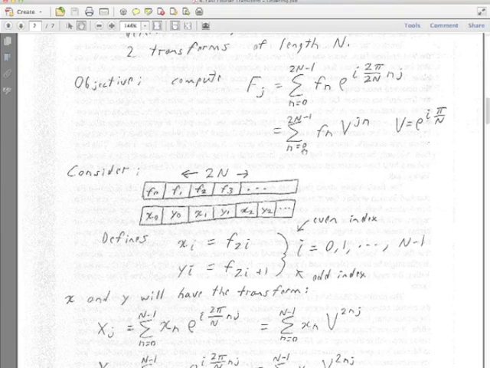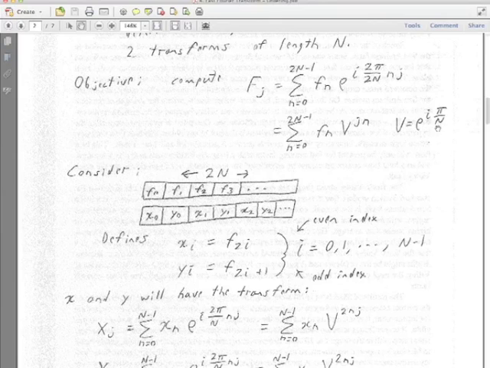We're still summing from n equals 0 to 2n minus 1, and here is f at n. Then the exponential, we call it v, is the doubling exponential now. We've got w, we've got v. There's a lot of these exponentials running around, hard to keep them straight. So it's v to the power of j times n, and we simply define v as e to the i pi over n.